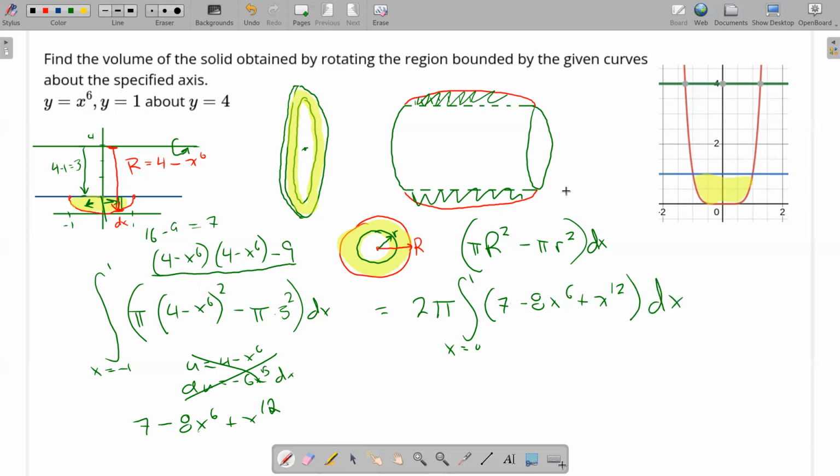dx. So the hard part in these is setting up to figure out what your integrand is. Always worth trying to clean up your integrand before you find an antiderivative. So antiderivative here, we got our 2 pi hanging out front.